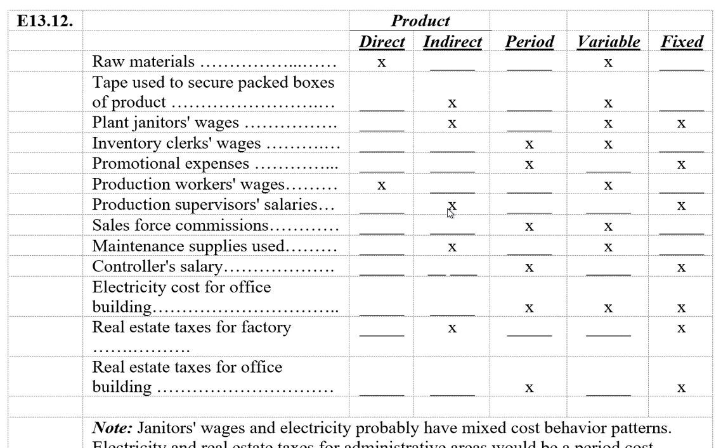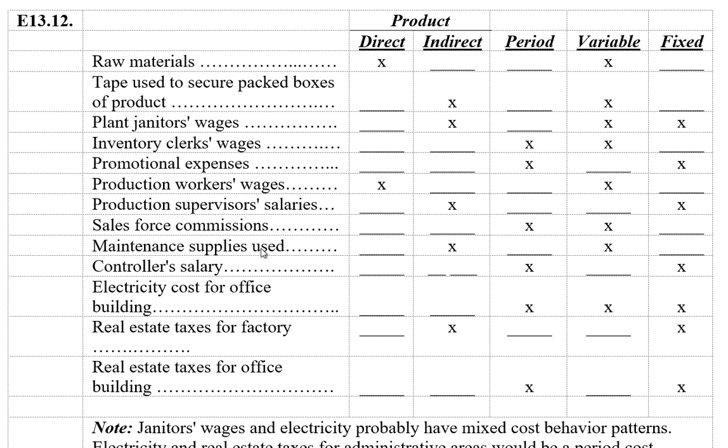Now you'll note sales force commissions is a selling expense. So selling expenses are considered period expenses. They have nothing to do with the product, and they are variable, right? Because salesmen don't get paid unless they sell the product, because these are commissions.